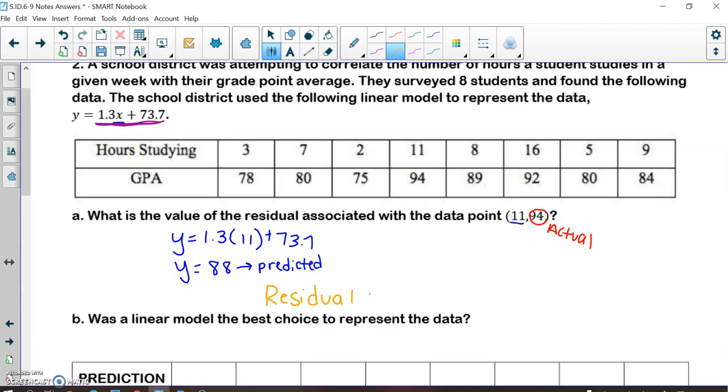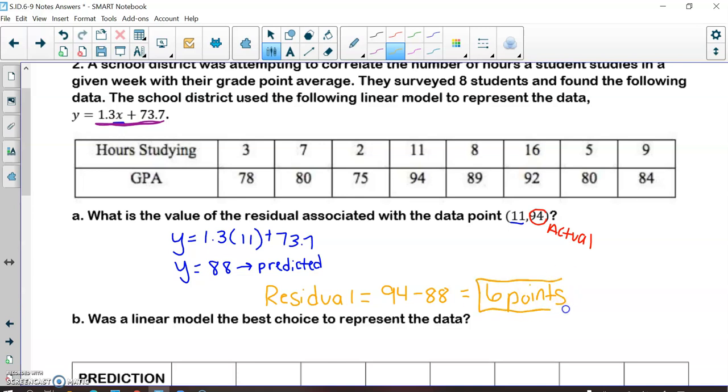All right. Now the residual, because that's what we're asked to find right now, is the actual y value, the actual GPA, minus the predicted GPA. And that means 94 minus 88. That means that the linear regression model for this actual data point is off by 6 points.